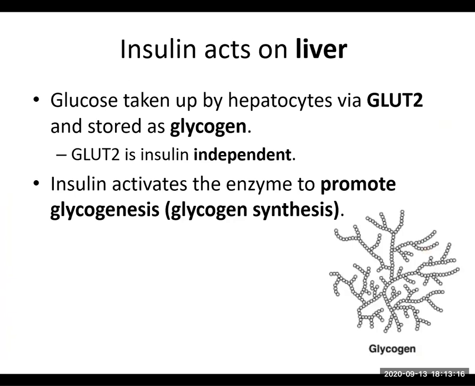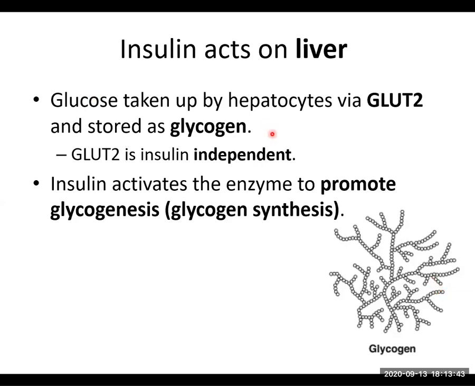This is the glycogen. In the muscle cells, glucose can be converted to glycogen. So you can see glycogen is a polysaccharide. Each of these dots is a glucose, okay? Now, in the liver, insulin also acts on the liver. In the liver, it helps the liver convert the glucose into glycogen.